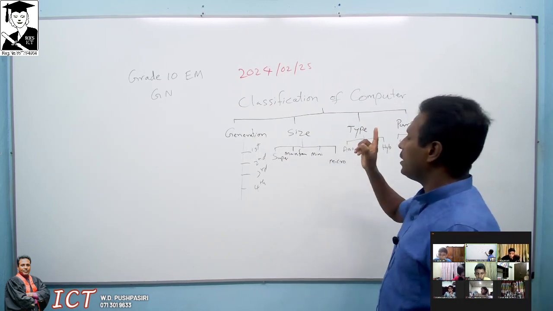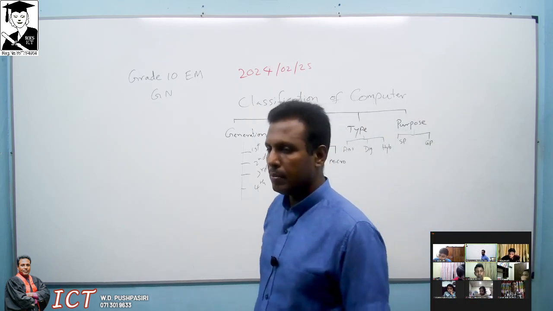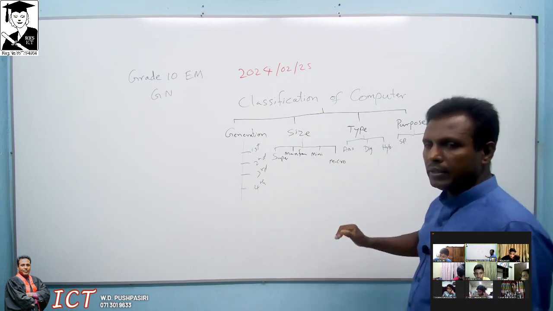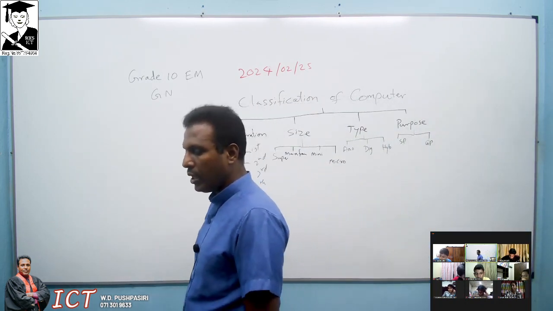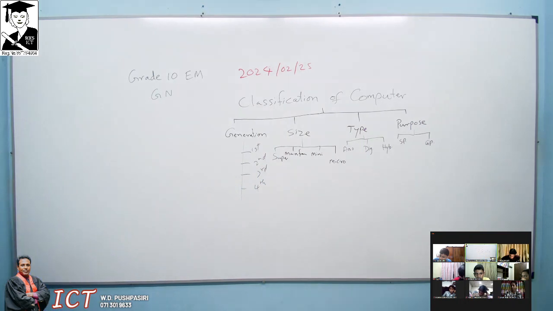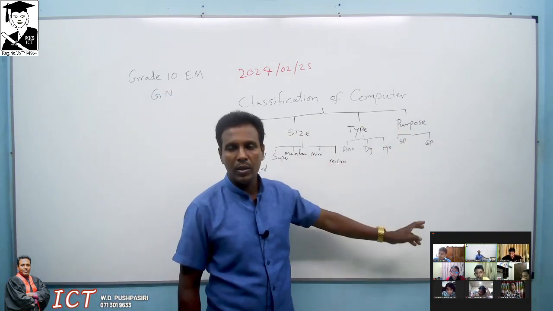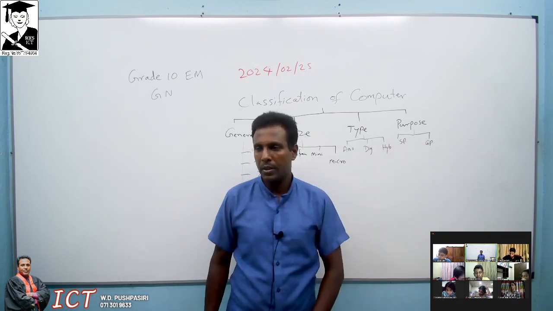Then you go to the type or the technology type. It has three: analog, digital, hybrid. And then the fourth one, purpose, has two parts: special purpose and general purpose.